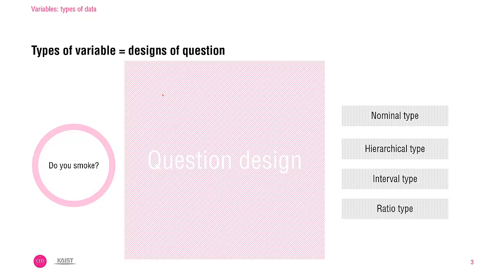Let's look into the types of variable. It's like designing a question. Suppose that you'd investigate whether any of your sample group are smokers. So you'd like to ask your people, do you smoke? There are many different ways to ask people. How would you ask? I will give you 5 seconds to think about the question design.